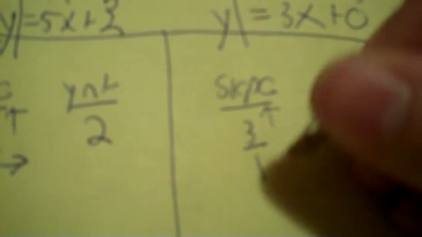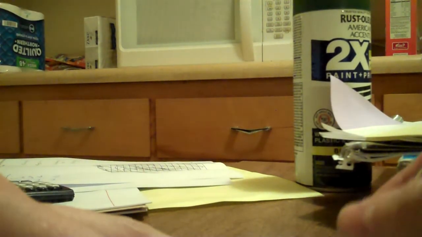Then I go up 3, forward 1. So up 3, forward 1, up 3, forward 1. Now these are going to cross, but they're going to cross at a weird angle, and that's fine. Don't get frustrated by that.